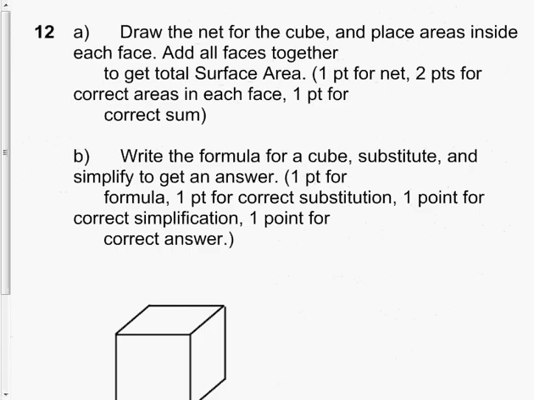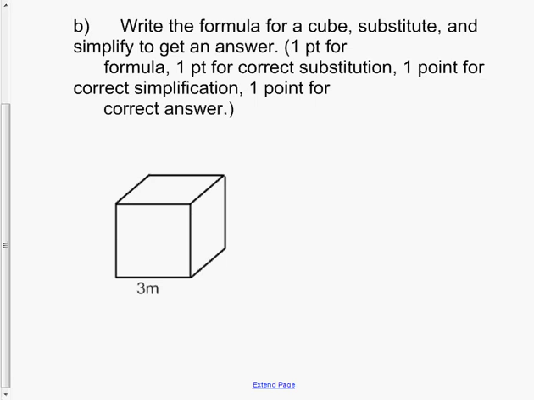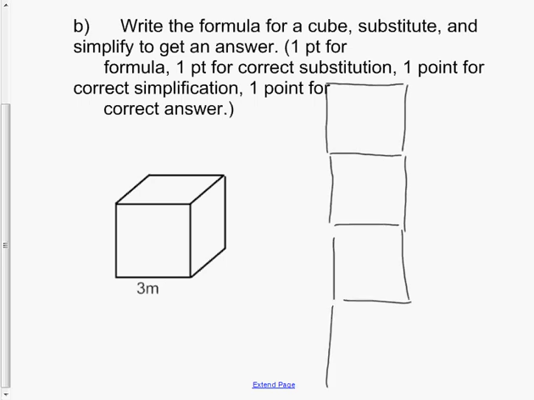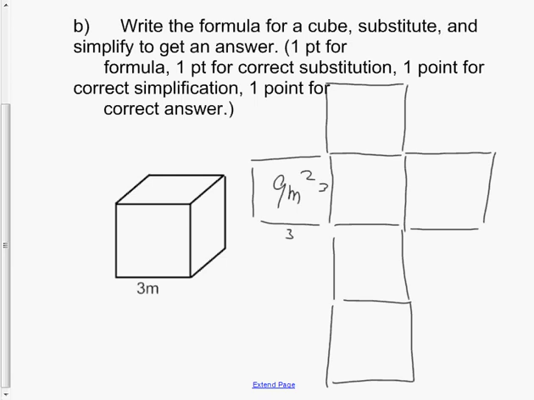Question 12 is a cube, and it gives you a side length of 3. So the first thing it asks us to do is draw a net. If we broke down a cube into a net, we would have 6 identical faces, because a cube is really just 6 square faces added together. Since it's 3 by 3, each of these faces would have an area of 9 square meters.